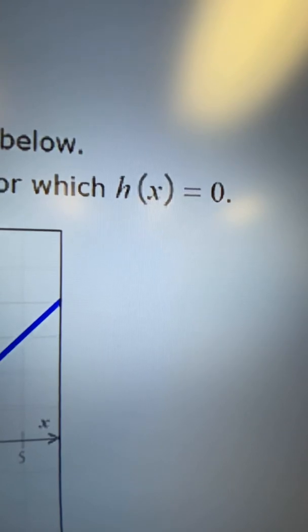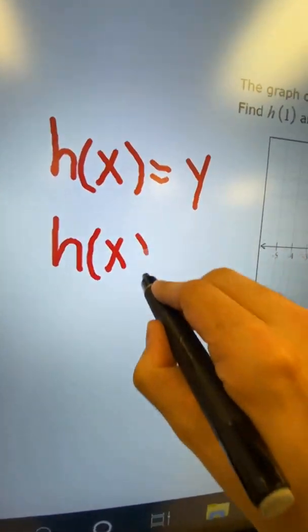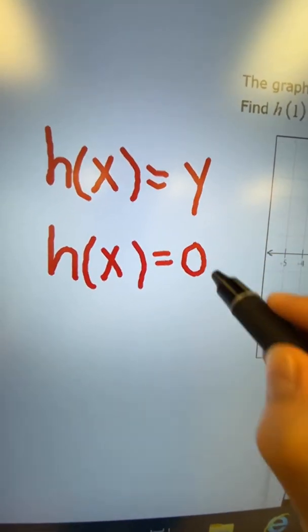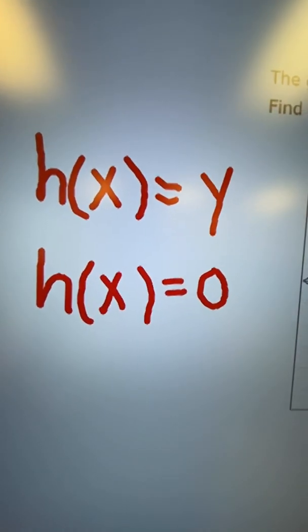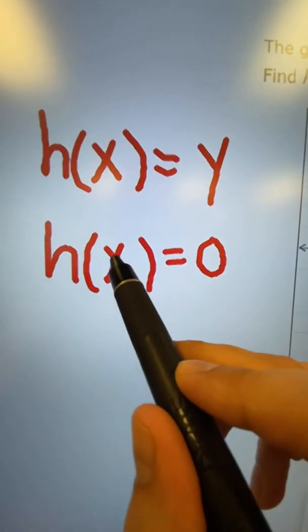The other one we have to find is h of x equal to 0. So I'm going to write that down underneath here. You don't have to always write it down like this, but in the beginning, if you're first learning it, I think it's very helpful. Eventually, you won't need to write this out. So here we are given the output y, and we need to find the input x.